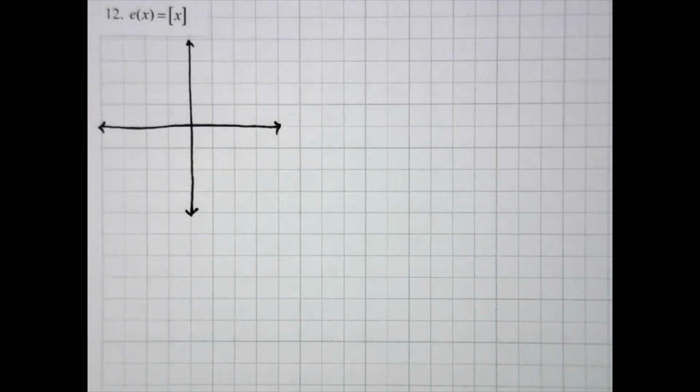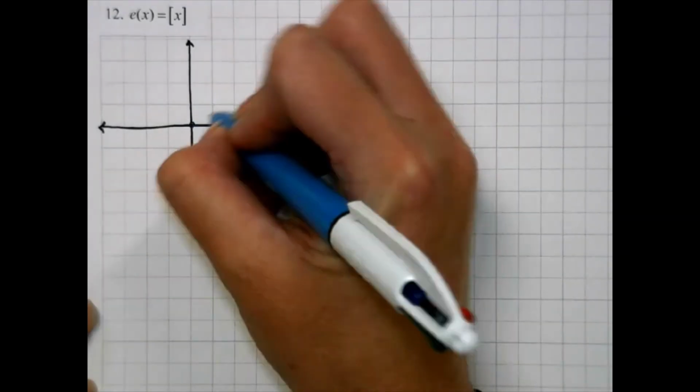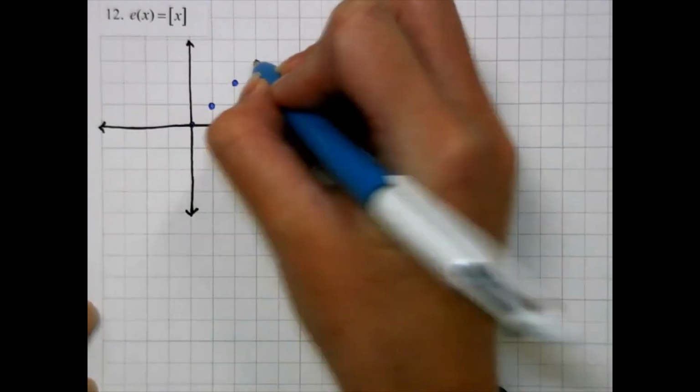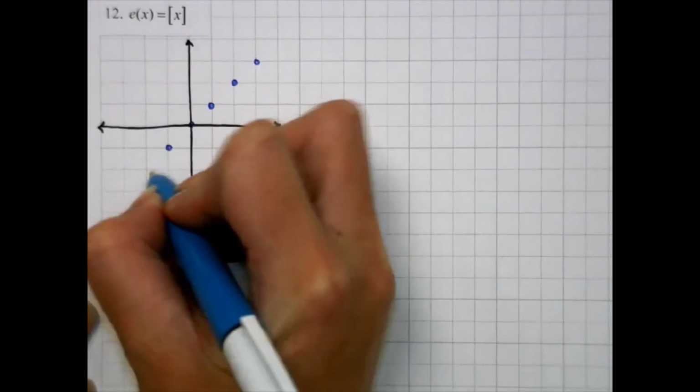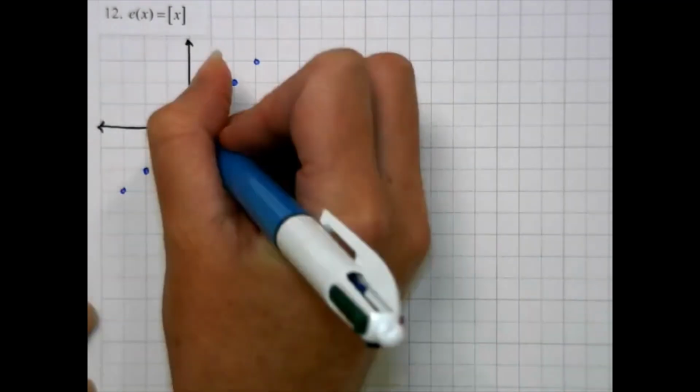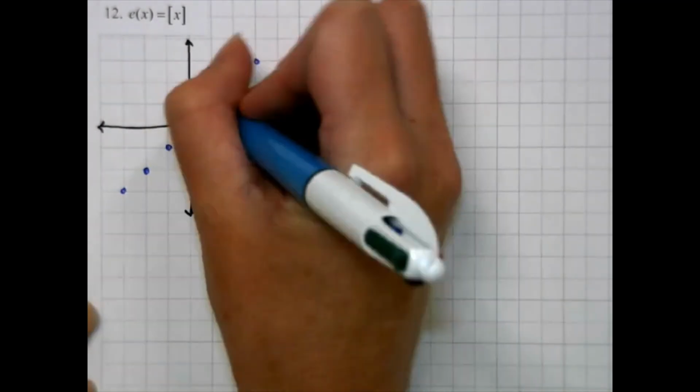Our next parent graph is the step function, the greatest integer function. So this one, we have closed dots on all the integers. So 1, 1, 2, 2, 3, 3, -1, -2, -3. And then it's a horizontal line to an open dot.